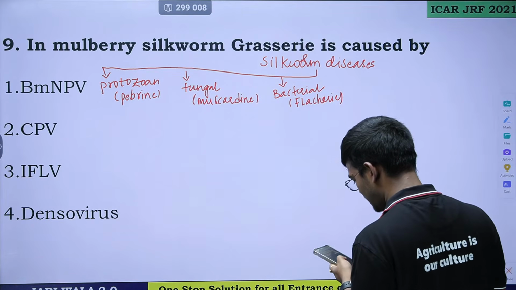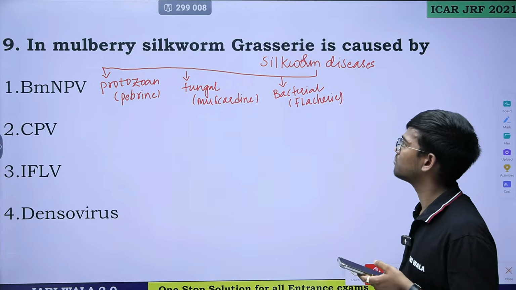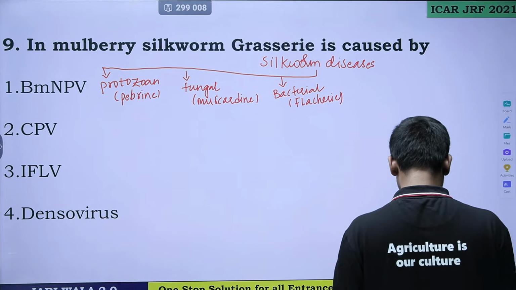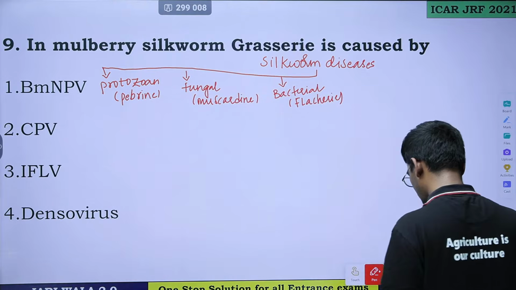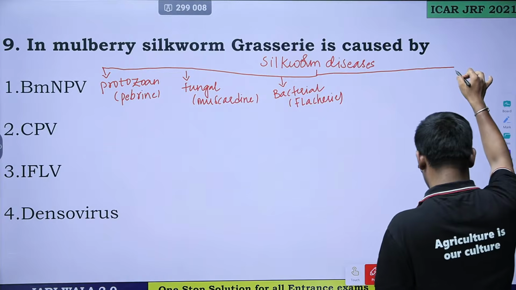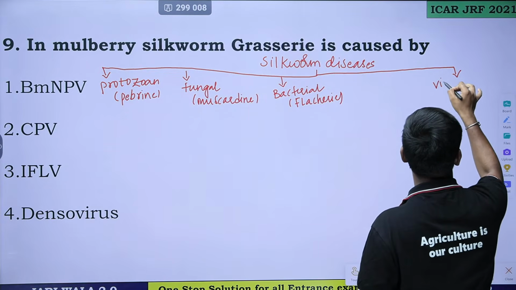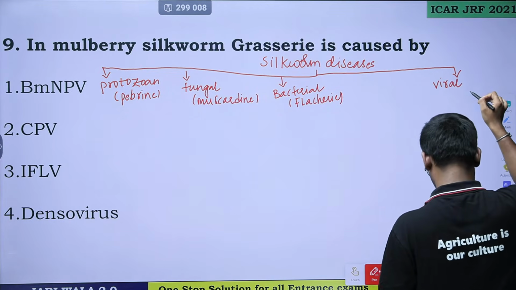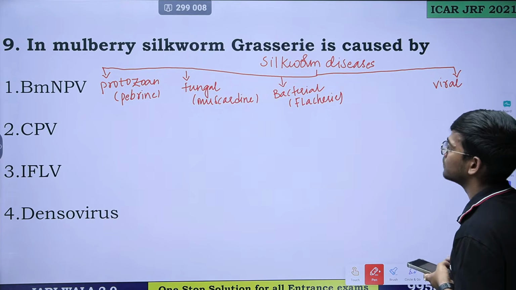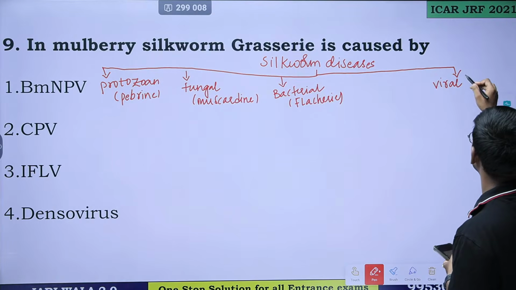Yes, ninth answer is 1. But here we were discussing the silkworm disease in a complete flowchart manner, which will help you for easy understanding and easy remembrance. Protozoan, bacterial, and fungal.